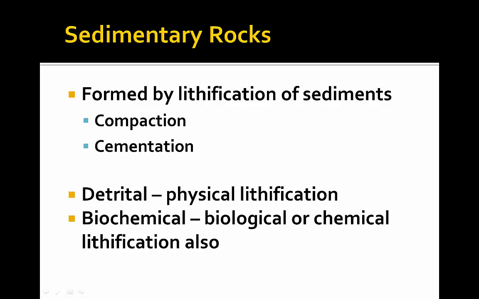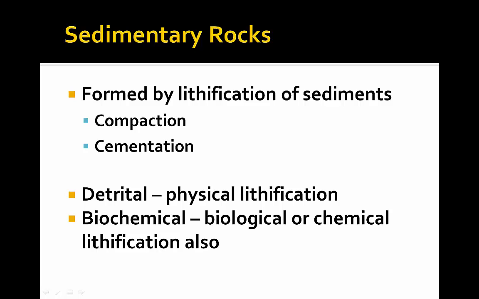Let's move on to sedimentary rocks. These are formed by the lithification of sediments, primarily by compaction and cementation, but there are going to be some types of rocks that have a few other methods of lithifying themselves. Your two main categories of sedimentary rocks are detrital and biochemical. So I'm using the term biochemical to include your book's categories of chemical and biochemical and organic. Most textbooks use that one term, biochemical, to include all those categories.